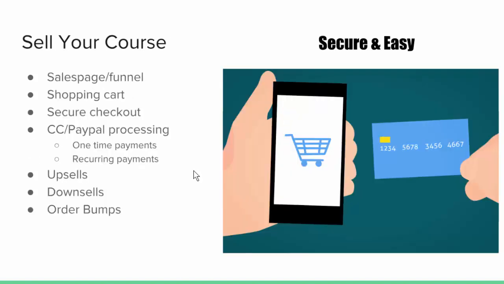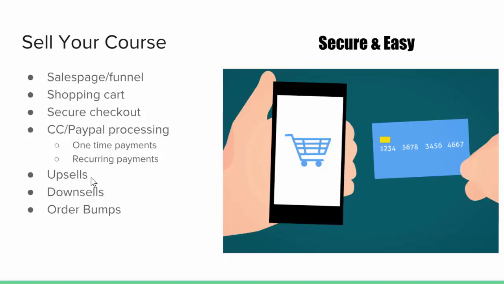The next thing you need to do, so you've designed it, you're delivering it, you're able to market it. Now you have to be able to sell it. And so that means you need software to be able to create your sales page. And as I mentioned, the sales funnel. You want to be able to have a shopping cart, a secure checkout, credit card, and payment processing. And so in some instances, you would do one-time payments, or you might have recurring payments, or you might have one payment that you break up into 3 different times. You need the ability to be flexible there.